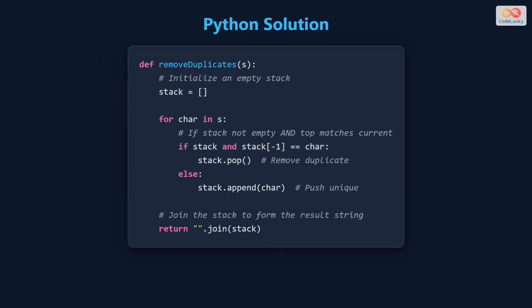Here is the implementation in Python. We initialize an empty list to act as our stack. We loop through every character in the string. If the stack has items and the top item matches our current character, we pop. Otherwise, we append. Finally, we join the list back into a string.